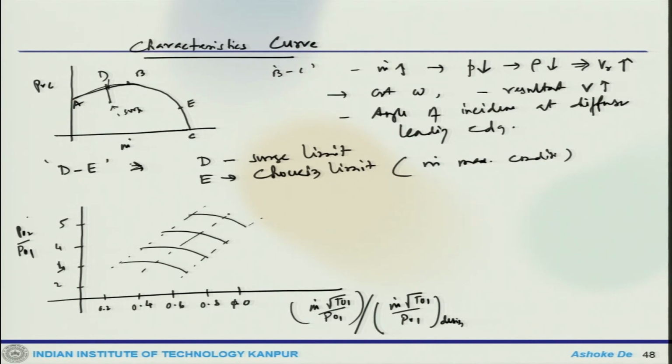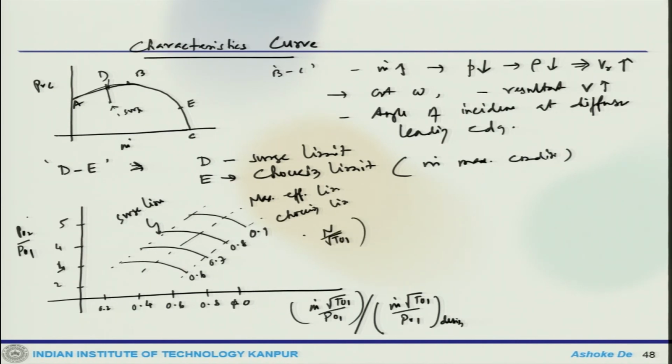And this is called the maximum efficiency line. This is the surge line, and this could be 0.6, 0.7, 0.8, 0.9, these are the choking line, and the variation is n by root T1 divided by n by root T1 design. So, this is how the speed varies. So, for different RPM, we get this pressure line.